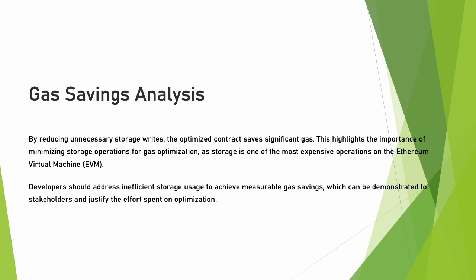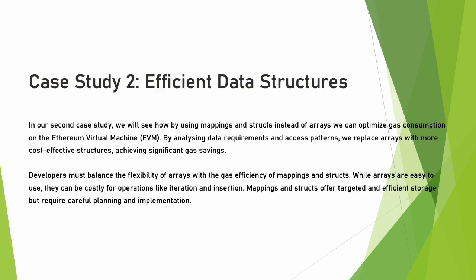Moving on to the next slide, that is the case study 2, efficient data structures. In our second case study, we'll see how by using mappings and structs instead of arrays, we can optimize gas consumption on the EVM. By analyzing data requirements and access patterns, we replace arrays with more cost-effective data structures, achieving significant gas savings as the gas spent is very costly.